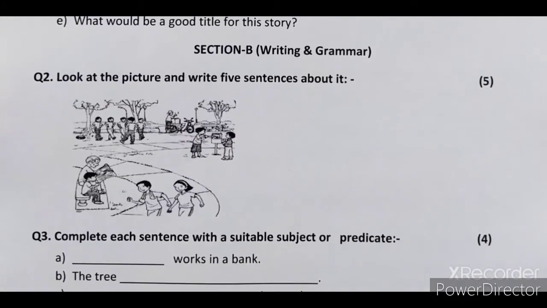Second question: look at the picture and write 5 sentences about it. Students, look at the picture 2 or 3 minutes. Then you have to write without spelling mistakes. This is the park. So you can write: someone is reading newspaper, children are playing, somebody is walking in the park, there were many trees in the park. So like that, if you write 5 sentences, I will give marks.